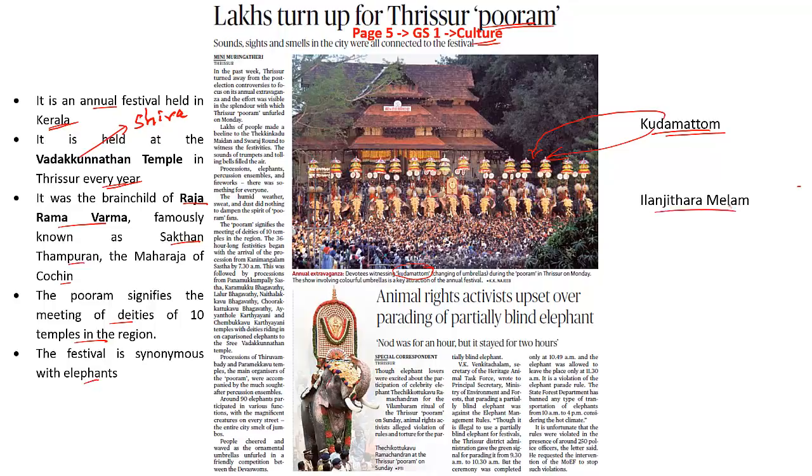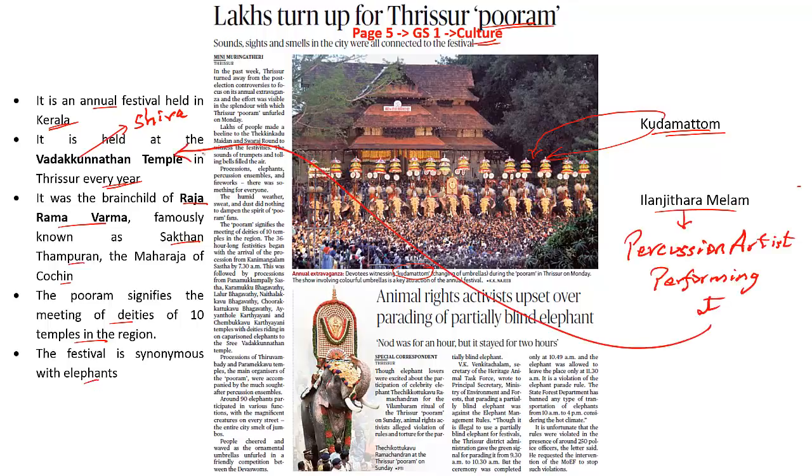Then there is Ilanjithara Melam. This is nothing but an assembly of percussion artists who perform in this temple during the Thrissur Pooram. These are some of the important facts that we will have to know. But what is the significance? This particular place is known for its cultural importance. This has been on the tourist map of India. During this festival, a large number of people visit this place. As a result, tourism as an industry expands. There are people who generate employment, and the economy will have a boon in this particular region.